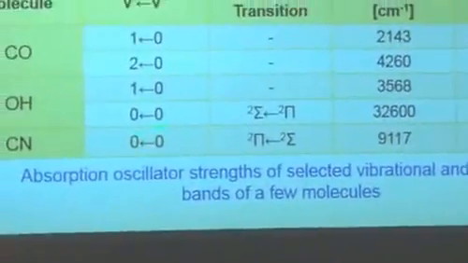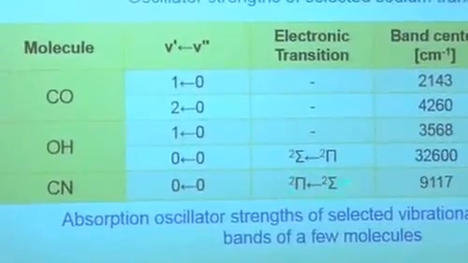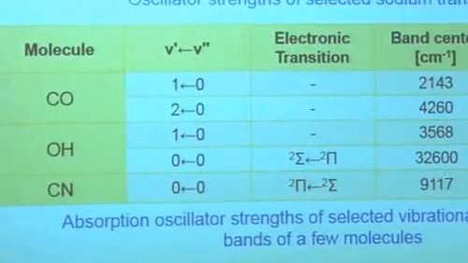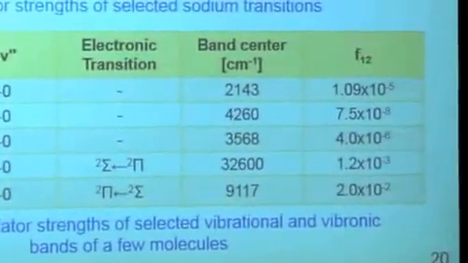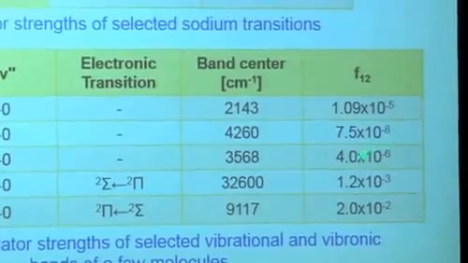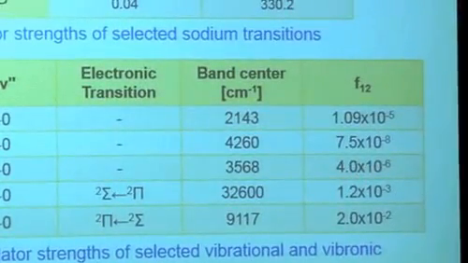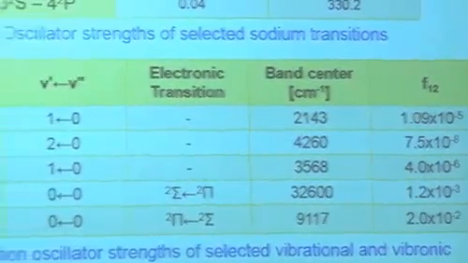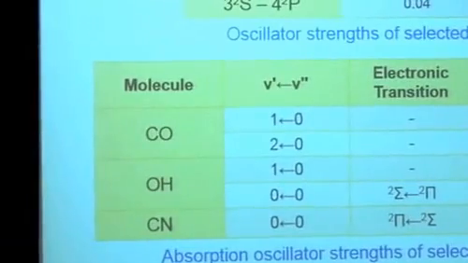CN, this is now an electronic transition. It has an oscillator strength of 10 to the minus 2, 2%. That's by far the biggest. It's, I think, about 50 times higher than OH. CN is a pretty strong UV absorber.